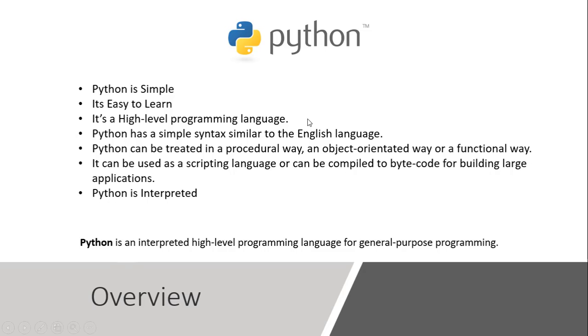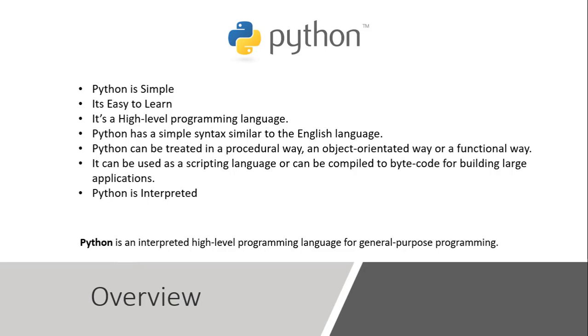Before that, I will explain what is low-level programming language. The low-level programming language is very near to machine language. The syntaxes are like machine language. They are not easy to understand by humans. Opposite to that, the high-level programming language is like human language. It's very similar to English language. The next point says that Python has simple syntax similar to English language. If you see the keywords or syntaxes in Python language, they are very similar to English language. So it's very easy to understand.